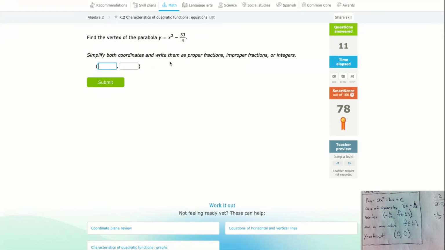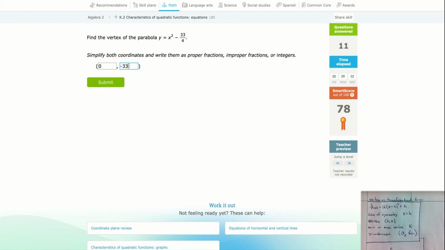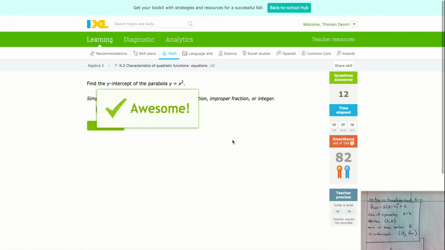Find the vertex. Again, I like this one. I like to think of this as in the transformational form, where I'm minusing 0 from x before I square it. So in other words, the vertex has an axis of symmetry at 0, and its y value for that is negative 33/4. And that is the vertex.